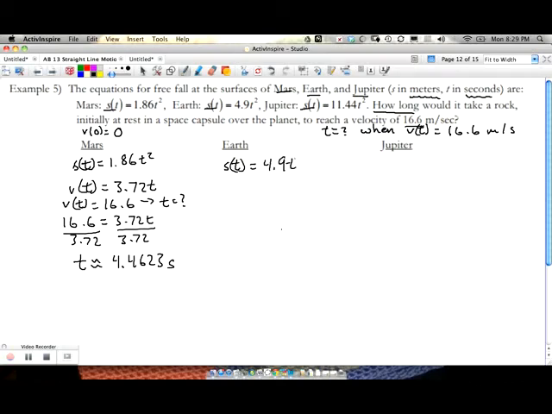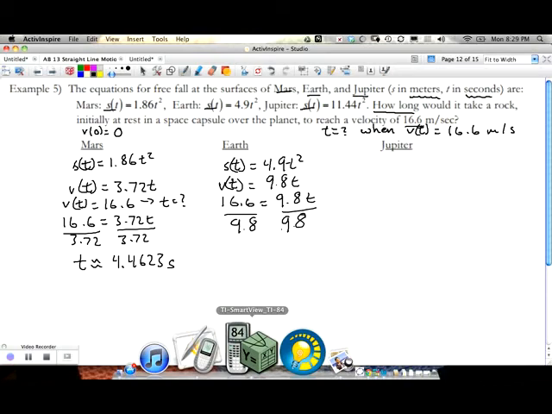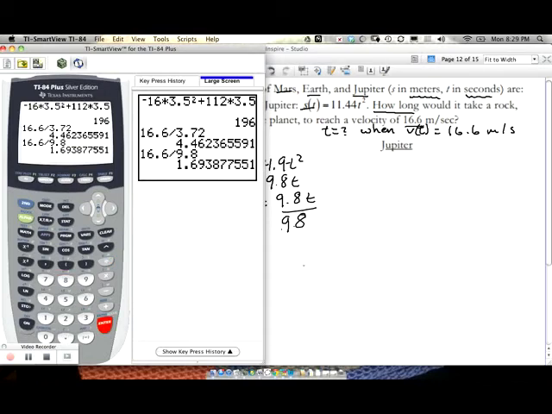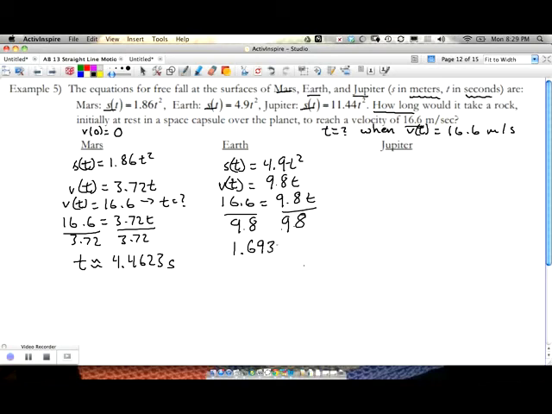S of t is equal to 4.9 t squared. So that means v of t is going to be equal to 9.8 t. I'm trying to set that equal to 16.6 and figure out what t equals. So it's the same algebra, the same setup. 16.6 divided by 9.8, we got 1.6938. So 1.6938 seconds equals our time. That's how long it takes to speed up to 16.6 meters per second.